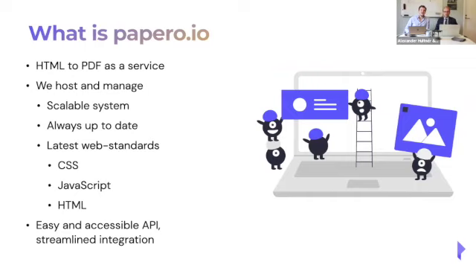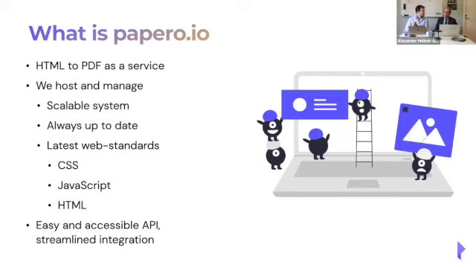What is Papero.io? Papero.io is what we like to call HTML to PDF as a service. So the core of it is that we take HTML, all the things you use in a web development environment, and bundle it up into a PDF. So we convert the HTML to PDF. We host and manage a scalable system that we keep up to date at all times, and we make sure that it uses the latest web standards, with that, the CSS, JavaScript, and HTML.